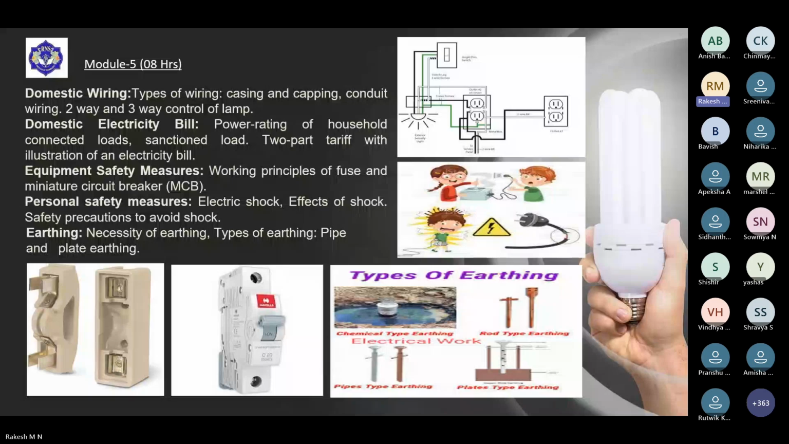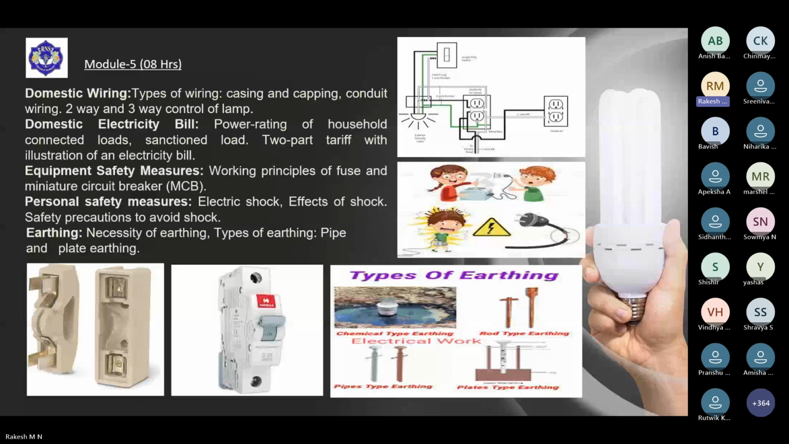And personal safety measures, it is related to electric shock. Okay, so is there anyone who has undergone electric shock already? Quite a few might have gone through it unknowingly. So how much can a human body withstand a shock? For what duration can you withstand a shock? You'll be studying that.